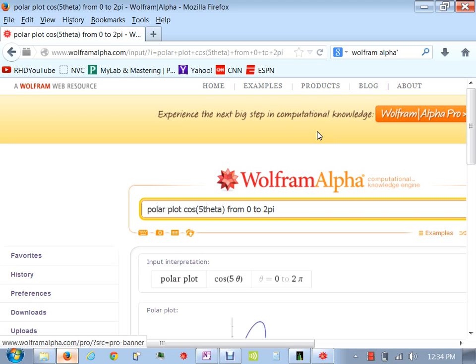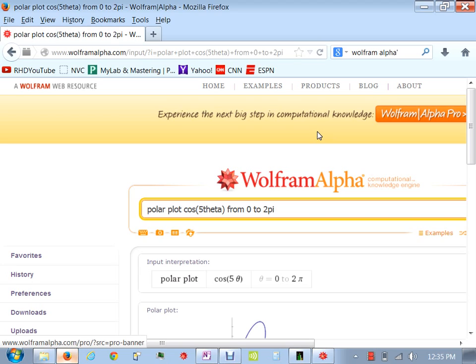Number 16, write the power series for 1 over 1 plus x squared. Yeah, that's right. You have to recognize that 1 over 1 plus x squared is the derivative of something. So yeah, and we did a couple of those.